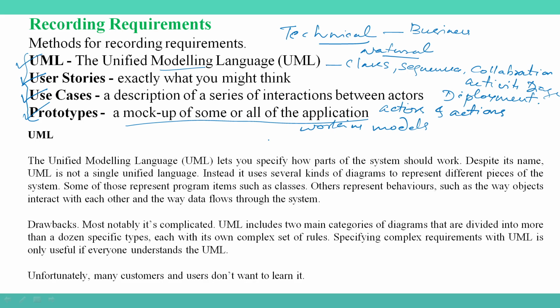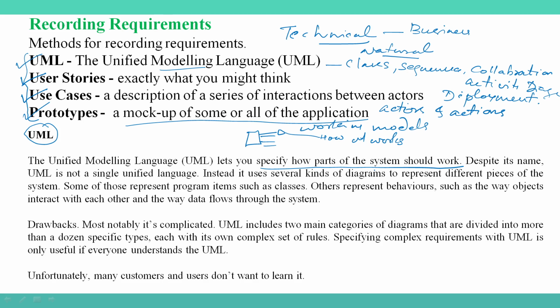Then the Unified Modeling Language. Let us go one by one into detail in a very precise, very short manner. In UML, you specify how parts of a system will work. So this is a decomposed model. Every part will be separately explained. Your whole system will be divided into small parts, and we say, okay, this part, how it works. So unified modeling allows you to specify how parts of the system should work.